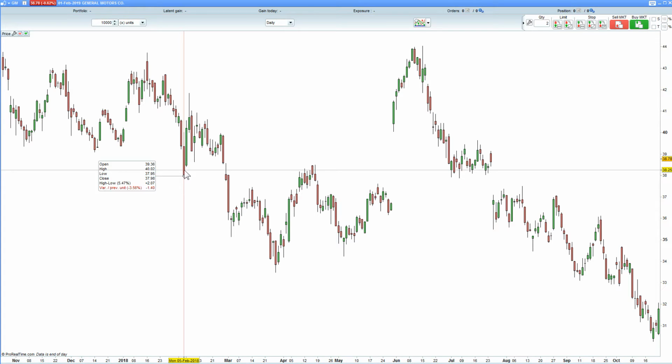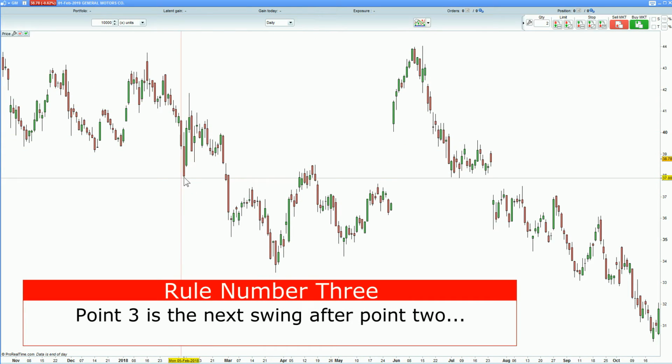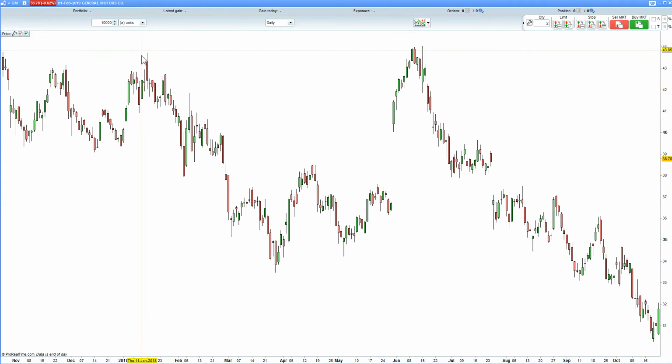So the first 2 rules are pretty easy. The third rule is that the third swing has to be a retracement of the price movement from point 1 to point 2. In other words, it's the next swing. Now, there's a caveat with that, an asterisk, if you will. If point 3 does not move past point number 1, then point number 4, or swing number 4, has to move past point number 2.